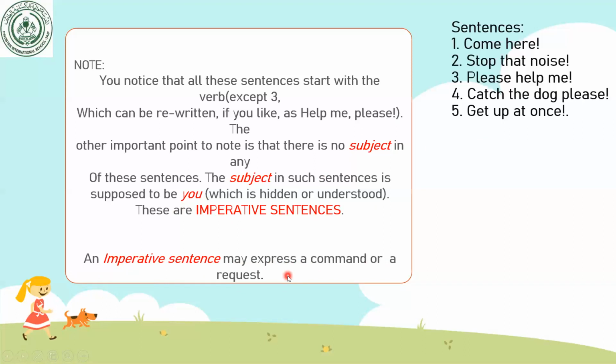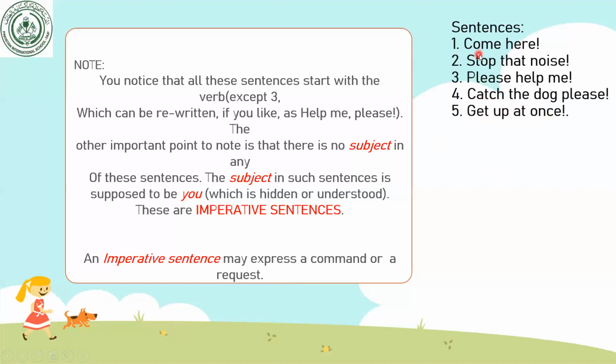Again, an imperative sentence may express a command or a request. It means two types of sentences come under imperative: sentences which show a command, or sentences which show a kind of request. Here, in some of these sentences there is a request, and in three sentences there is a command.